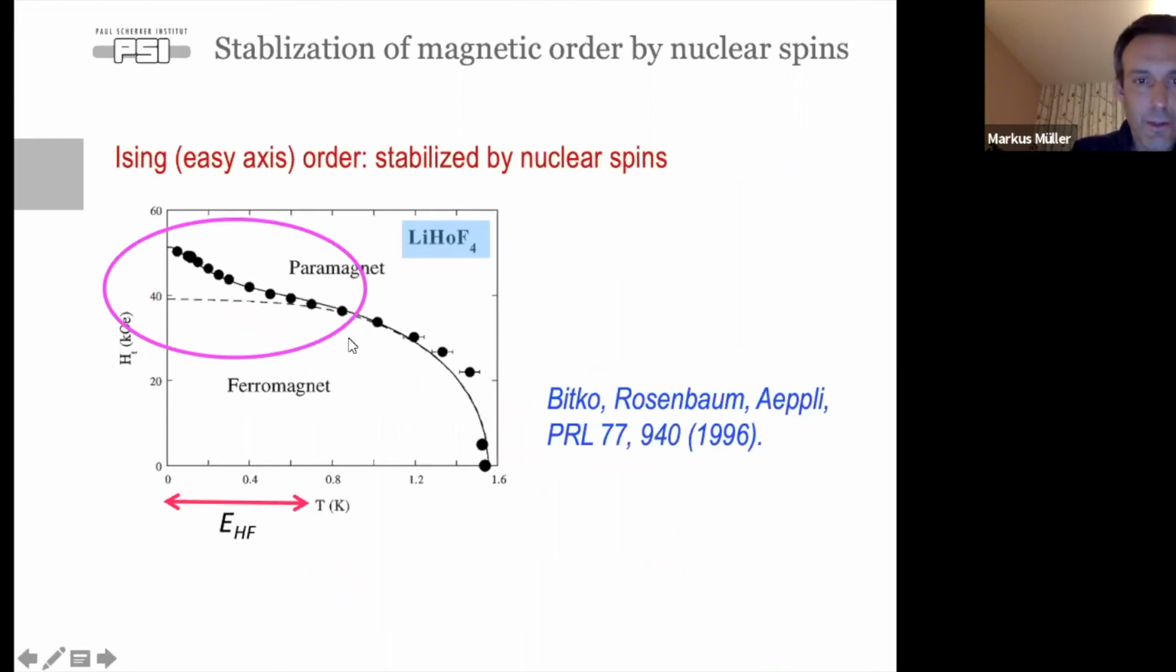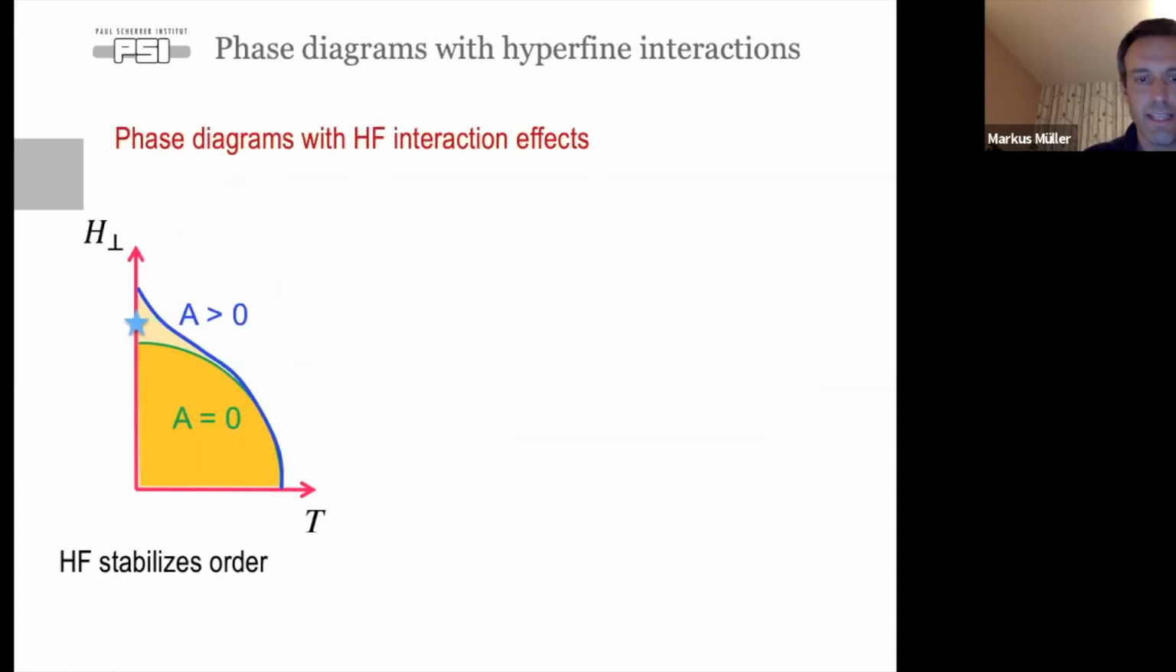That nuclear spins have an effect on the phase diagram of materials is again very well known from the lithium holmium fluoride case. Here's the phase diagram. You have the ferromagnetic phase and the paramagnetic phase, and you see at low temperatures of the order of the hyperfine scale, you get an upturn of the order. That means that nuclear spins, by coupling to the Ising moment, stabilize them, they suppress quantum fluctuations, and therefore the ordered phase is growing here, and this is extended.